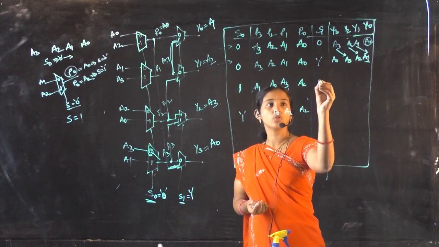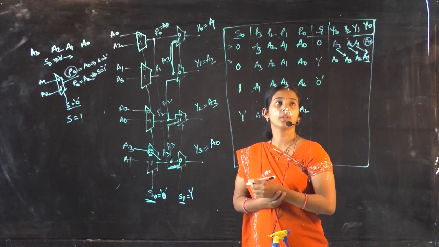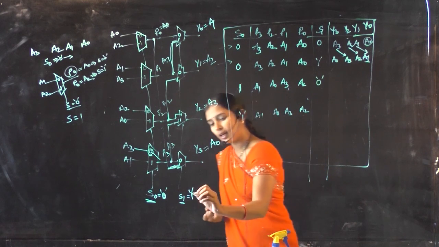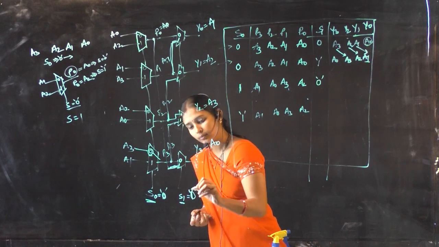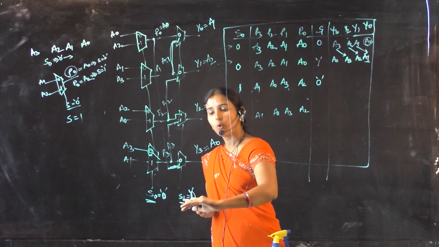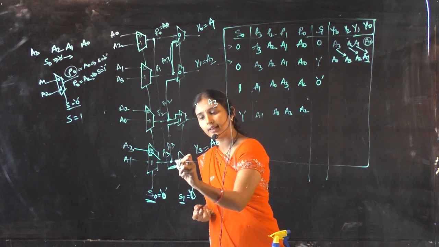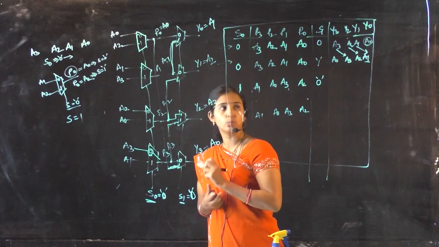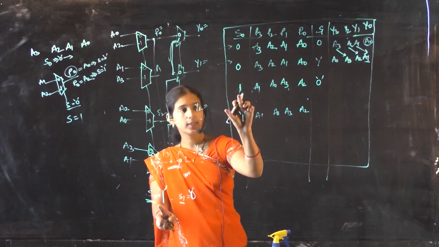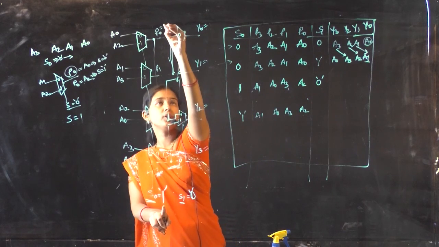Again, suppose it is 1 0, I am giving this 0 here. If the selection line is 0, what will happen? If the selection line is equivalent to 0, whatever data is available over here, I will be getting at the output. If the selection line is equivalent to 1, what will be my output at P0?